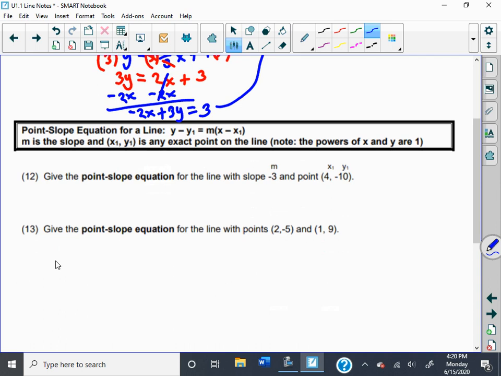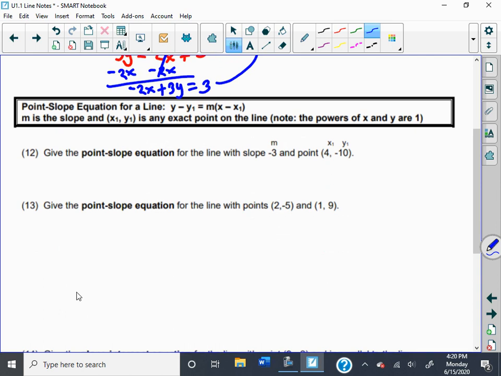All right, almost done. The last line equation that we're looking at is point slope. Point slope is y minus y1 equals m times x minus x1. M is our slope, and then there's a point, x1, y1, that the line goes through. So give the point slope equation for the line that has a slope of -3 and a point of 4, -10. We have our slope m, and we have our point, our x1, y1, so we just plug those into our formula.